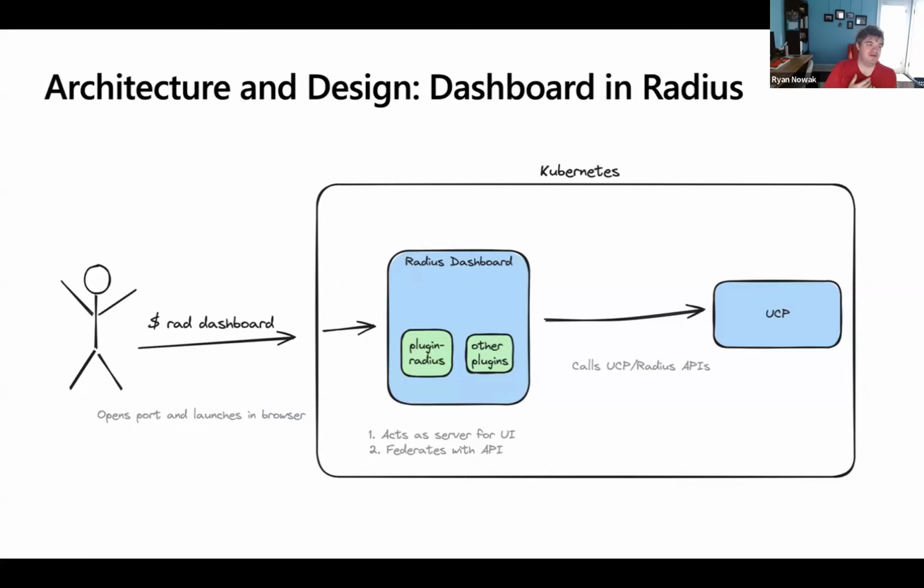When Radius gets installed on a Kubernetes cluster, Backstage, or our skinned version of Backstage that we call the dashboard, is there. There's a couple different ways that users can interact with it. If they do rad run, it'll open a port forward for them. There's also this command, rad dashboard, to just jump right to it, or it's Kubernetes, so you can do whatever you want.